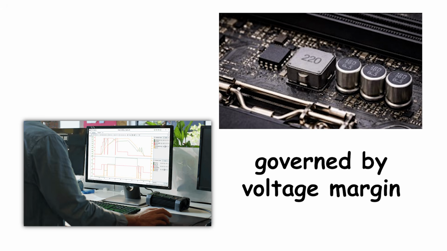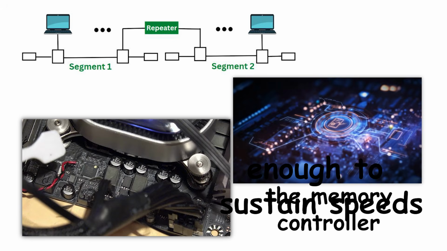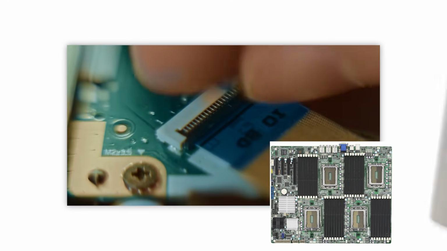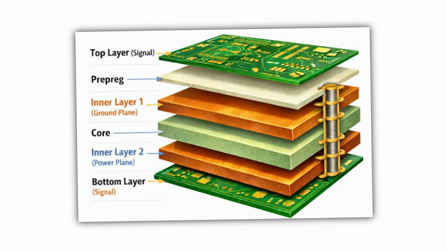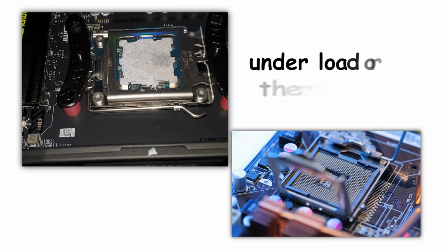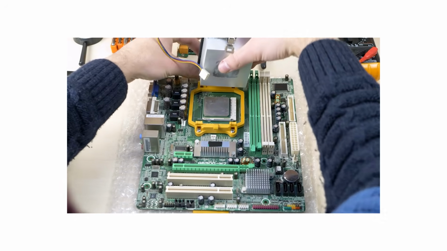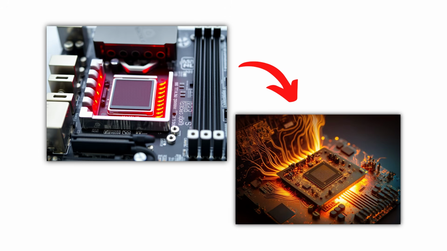Expert aside: signal integrity at high memory frequencies is governed by voltage margin, the difference between the minimum voltage the memory controller can cleanly read as a 1 and the actual voltage arriving at the pin. 4-layer designs routinely compress this margin to the point where the specification is met at room temperature but fails under load or thermal stress. This is why some instability issues are reported as random. They're not random, they're thermally triggered margin violations.